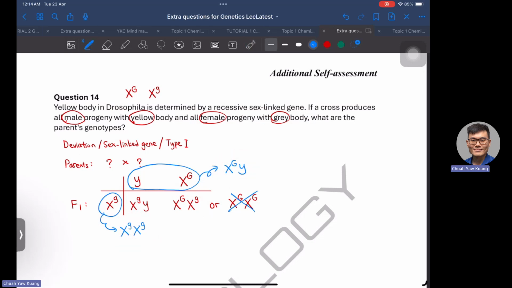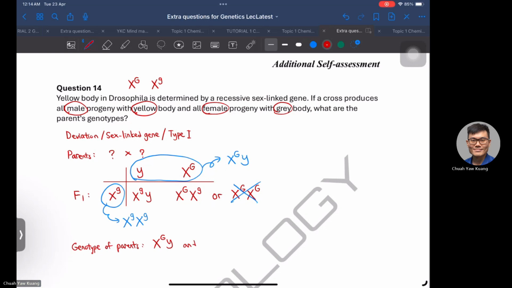We will state that the genotype of the parents would be X G dominant Y, and also X G recessive, X G recessive. So with that, that is all for question 14.